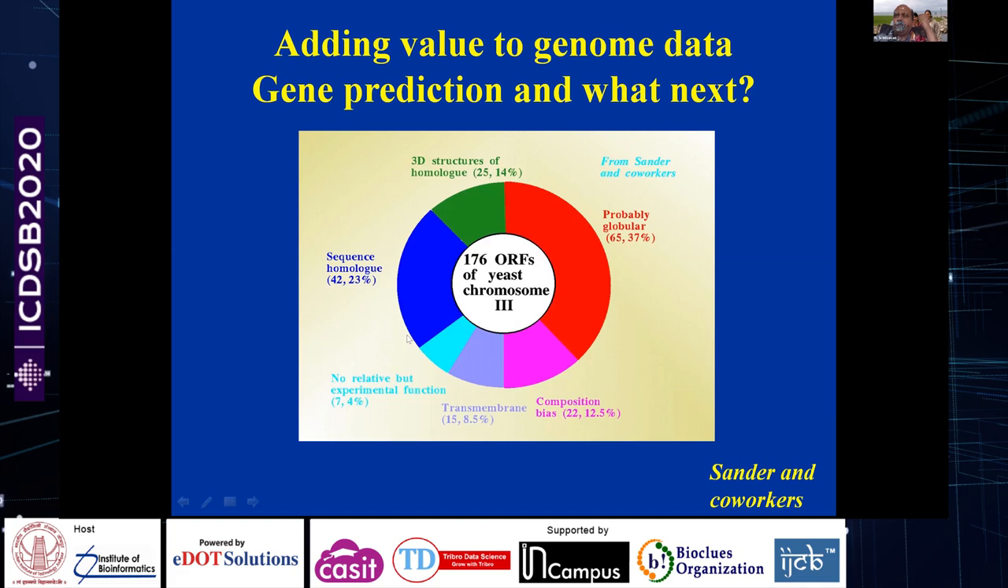And this sky blue shows a small proportion of proteins for which the experimentally determined function is available. There are transmembranous and composition bias proteins. And there are also about 14% of the proteins for which you have the homolog information with known function and also known structure. So one can have a better appreciation of how the protein actually works from three-dimensional structure. And the point of this slide is this large proportion of 37%, which are shown in blood red, which are probably globular proteins, but nobody has any idea about the function.